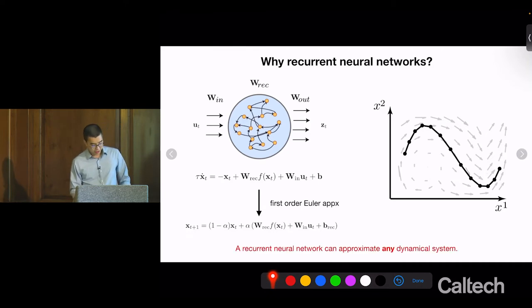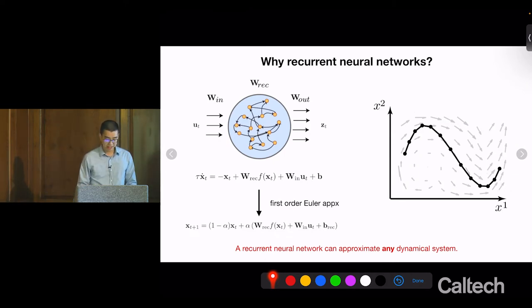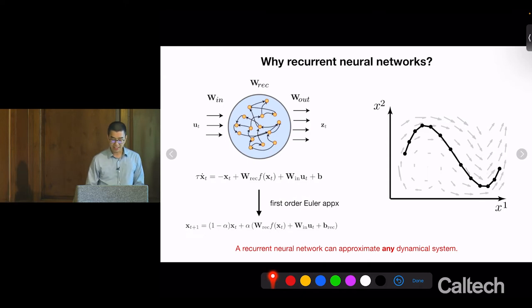All right. So a recurrent neural network can also approximate any dynamical system. It has a universal dynamical system approximation theory. And so it can implement something as simple as linear dynamics all the way up to nonlinear dynamics with very complex flow fields.